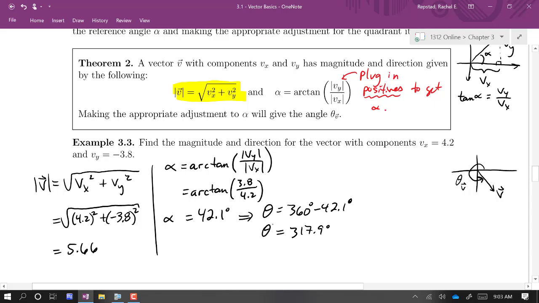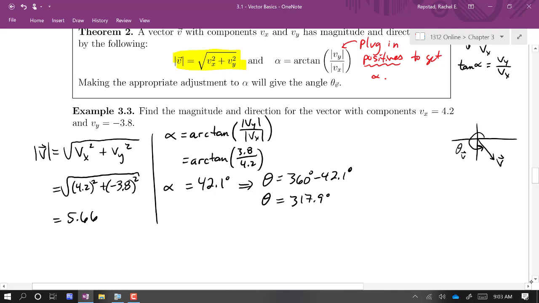So there it is. We found the magnitude and the direction. And then usually I put it together in one nice package, so that our vector v is 5.66 at an angle of 317.9 degrees.